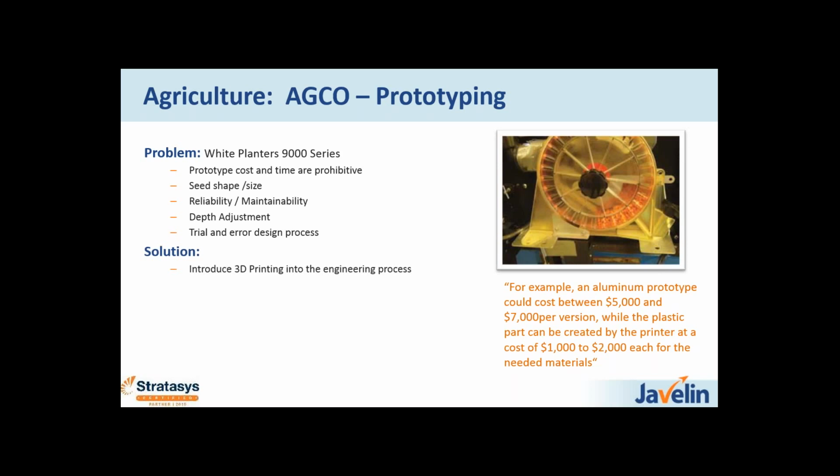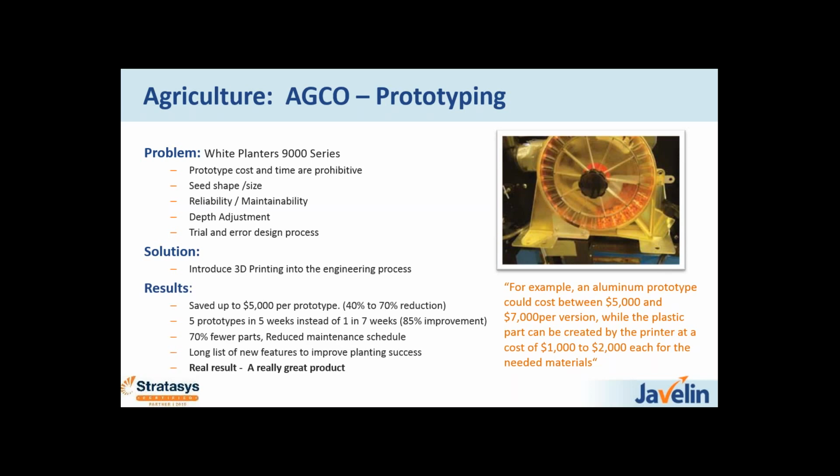So by introducing 3D printing into this process, and you can see from the quote there, to make an aluminum prototype, so our traditional costs, our traditional methods, whether we're outsourcing or doing these things internally, are somewhere between $5,000 and $7,000 per version of this. When they looked at doing it in plastics with a 3D printer, those costs came down to $1,000 to $2,000. When we start to compare those different numbers, what we'll see for this particular organization is they saved up to $5,000 per prototype, and that's anywhere between a 40 and 70% reduction in costs.